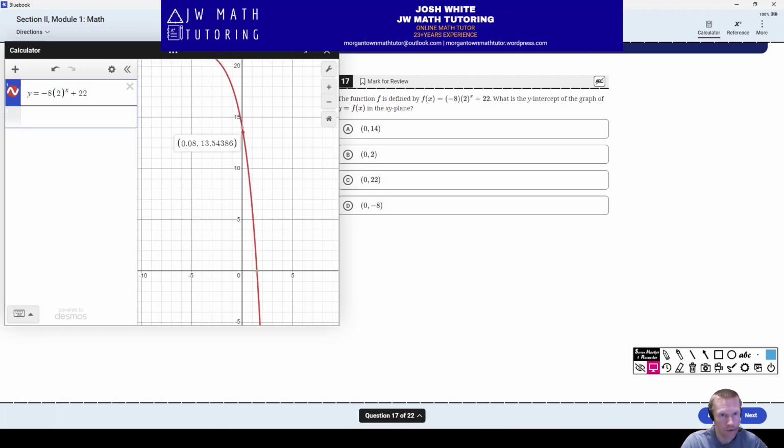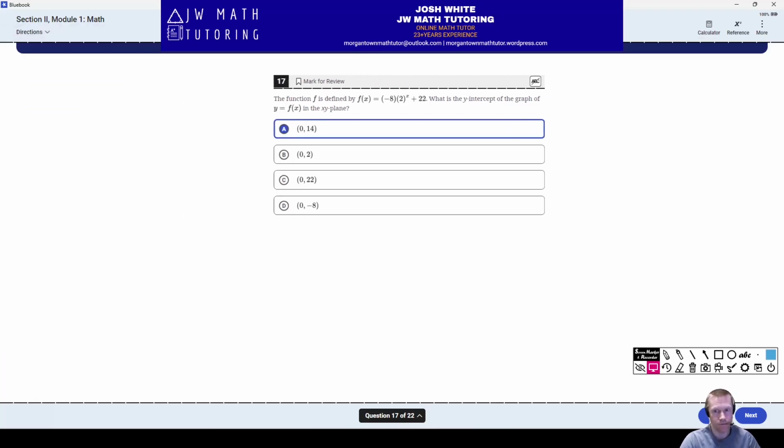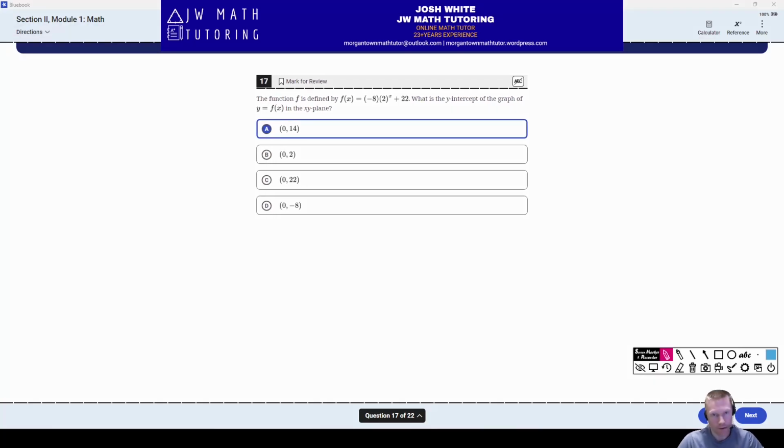Where is its y-intercept? Well, it looks like it's at (0, 14). So the correct answer should be letter A, and that's it. Now, you could also, of course, do this by hand. You're just plugging in 0 for x.